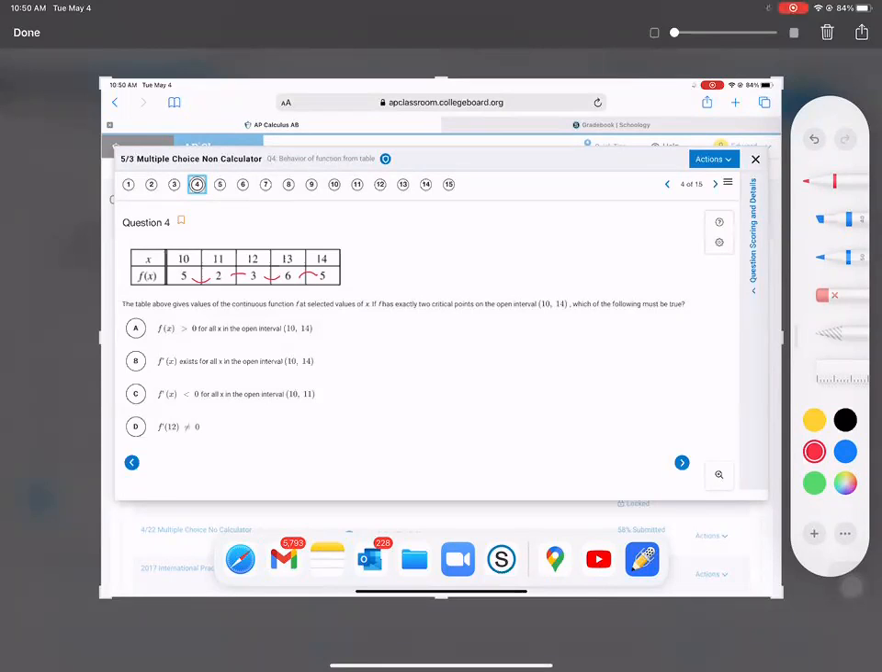The table above gives the values of a continuous function f at the selected values of x. If f has exactly 2 critical points on the open interval between 10 and 14, which of the following must be true? Okay, so a critical point is when the derivative f prime is equal to 0, or it doesn't exist. But so far it equals 0. Now, how do we get to 0?